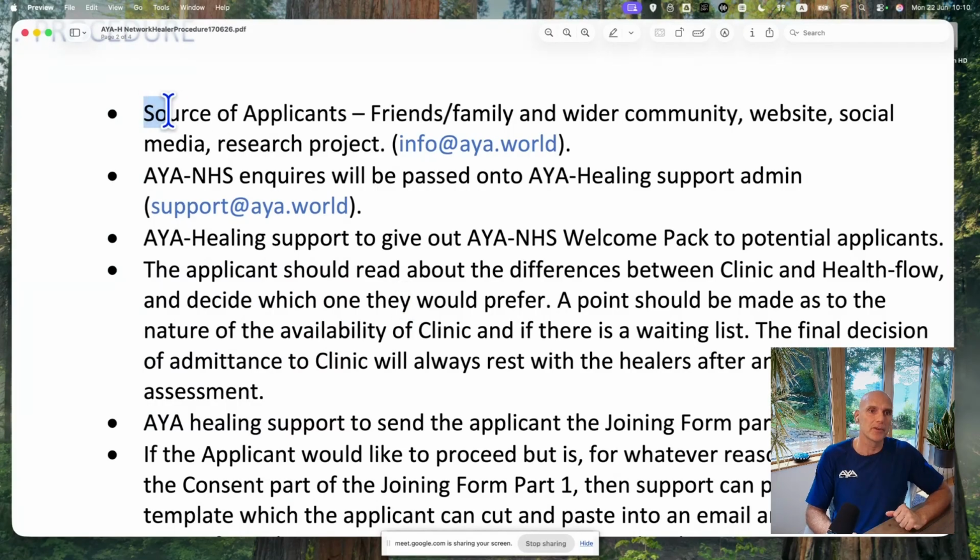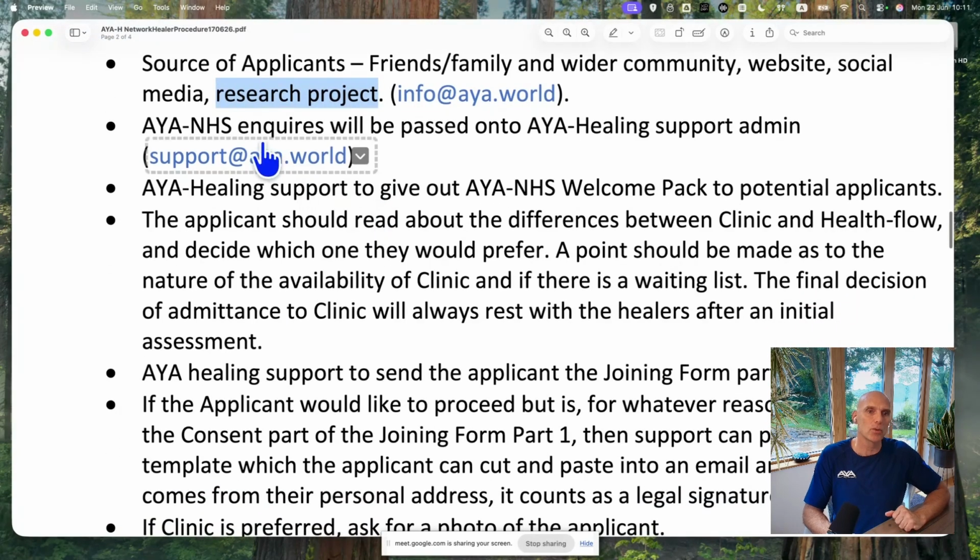So the first thing is the source of applicants. Where are our applicants coming from? Well, for the moment, it's friends and family, mostly, to be honest with you, and the wider community of friends and family. We have a website, of course, and at some point people will start coming through the website. And social media has started, and we're starting to get people through social media as well. And also the research project. We're going to start getting people through the research project soon when we start that.